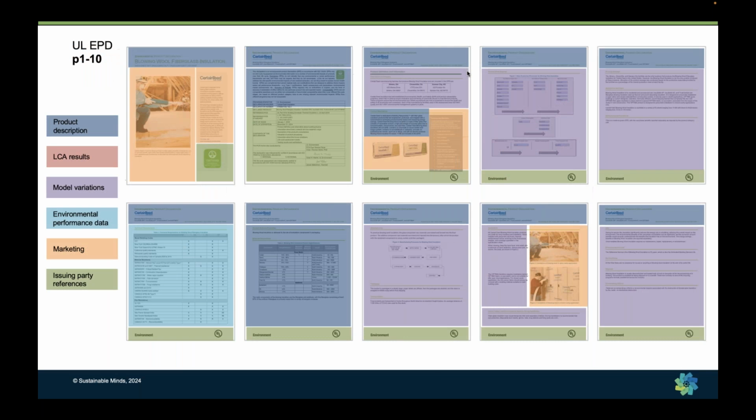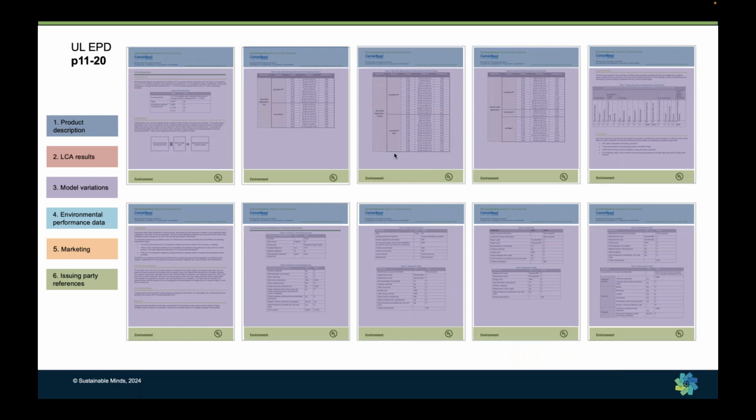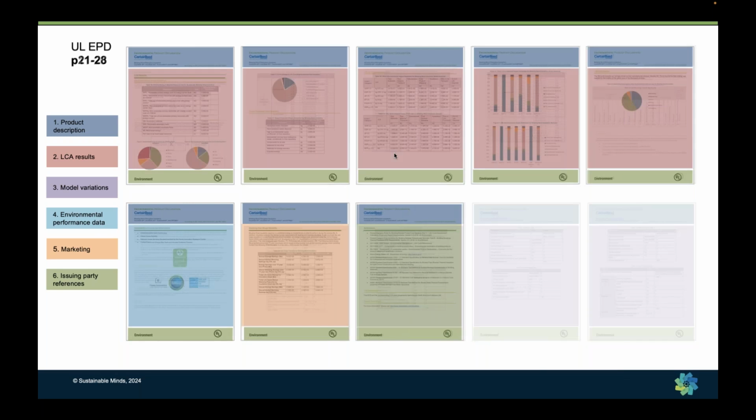So it's 28 pages. You can see here's the front page, calling that marketing info and introduction. This is a picture. This is calling out performance features of the product. So some good marketing info. A lot of modeling variations, again, because it is a multi-product weighted average. And then a lot of LCA results, but again, one set of results because it's a multi-product weighted average. And then a lot of issuing party references.